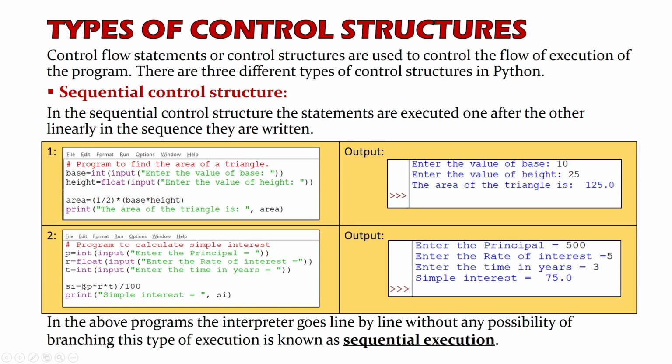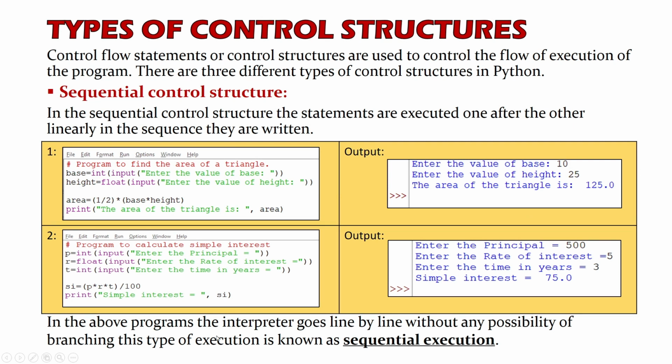Here another example is also given for calculating simple interest: principal amount, rate of interest, and the time. These three values are accepted. Then the simple interest is calculated on its formula, P R T over 100, and then it is displayed on the screen with the message and the value. So here you can see the output: enter the principal, then rate of interest, then time in years, and then calculation. After calculation, the simple interest was printed as 75 based on these values.